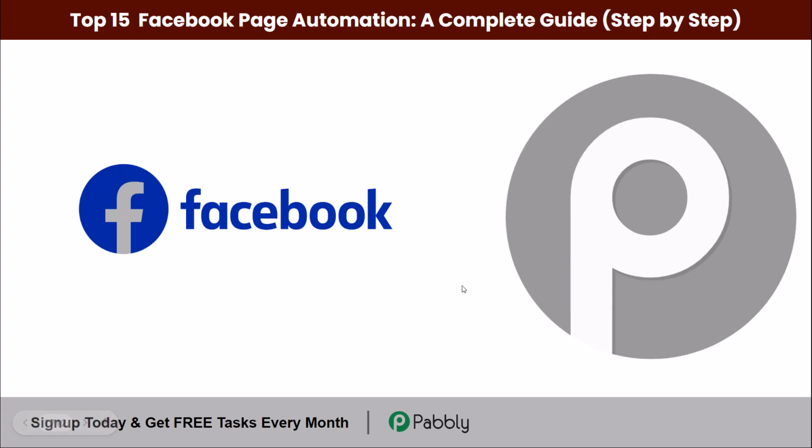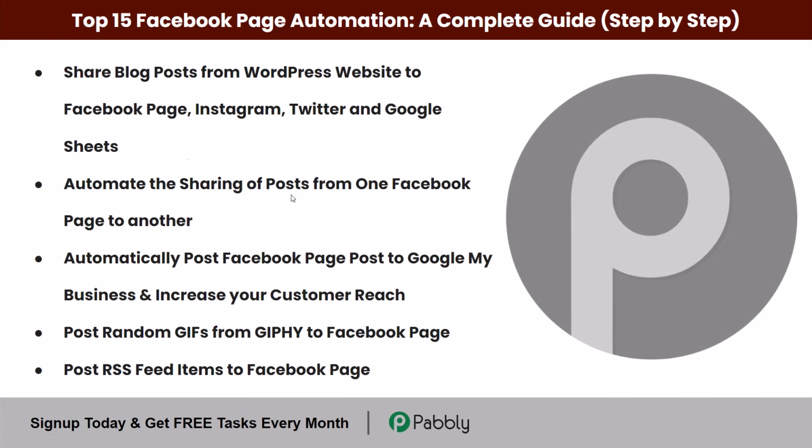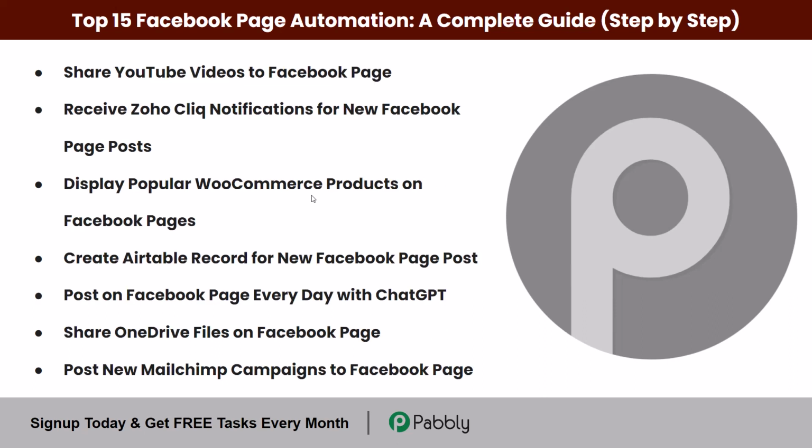applications. So let's see a few examples, how you can share blog posts from WordPress website to different social media platforms, automate the sharing of posts from one Facebook page to another. Similarly, you can post RSS feed items to Facebook pages, share YouTube videos to Facebook pages, display popular WooCommerce products on Facebook pages, etc. Now, these are just a few examples.